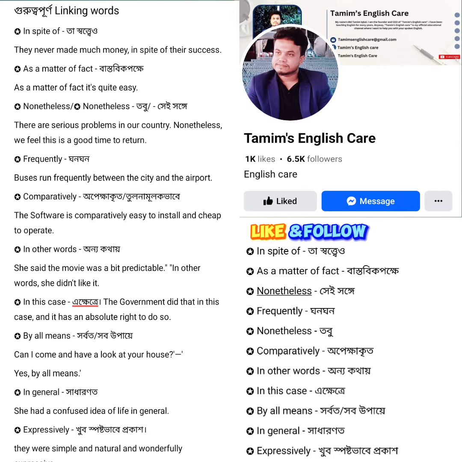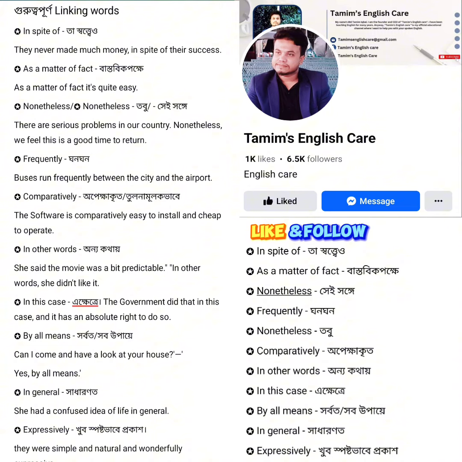By all means, সর্বত্র, সব উপায়ে. For example, can I come and have a look at your house? Yes, by all means. In general, সাধারণত. For example, she had a confused idea of life in general.